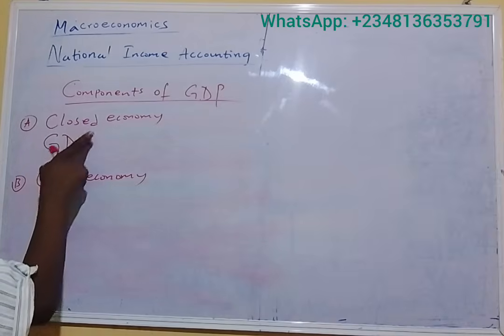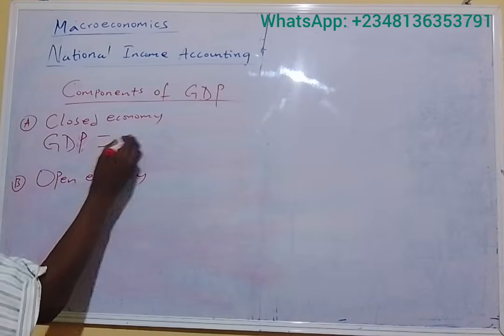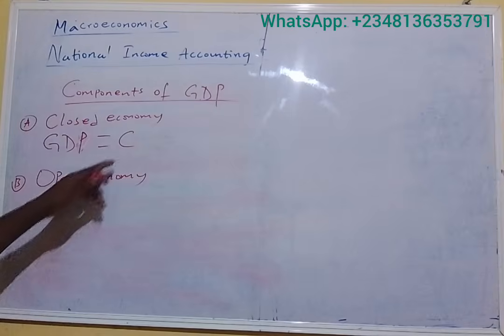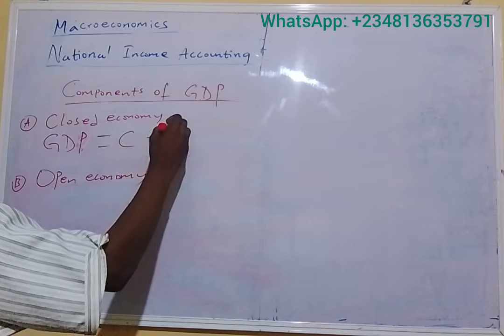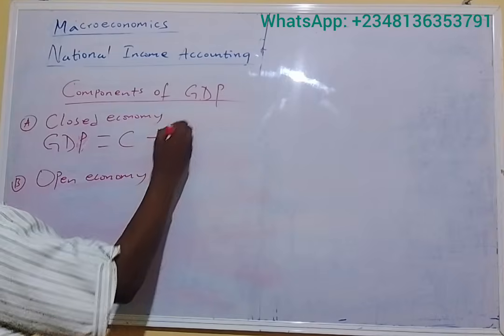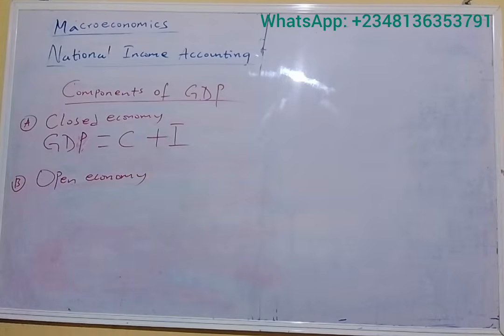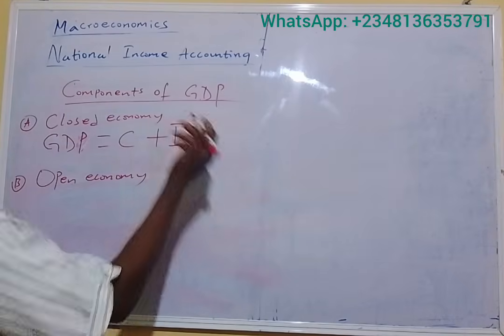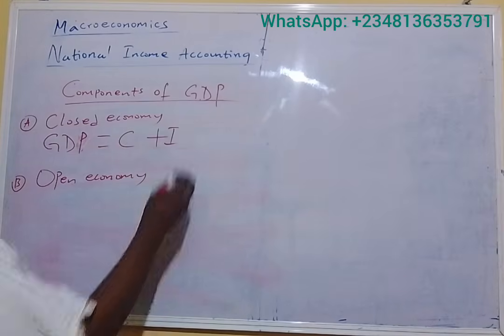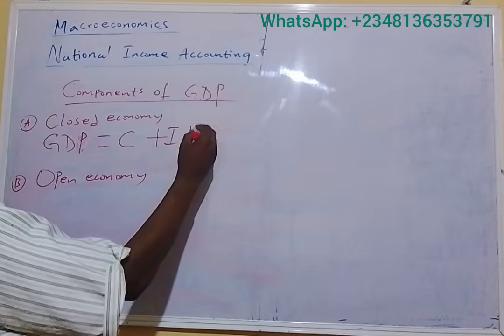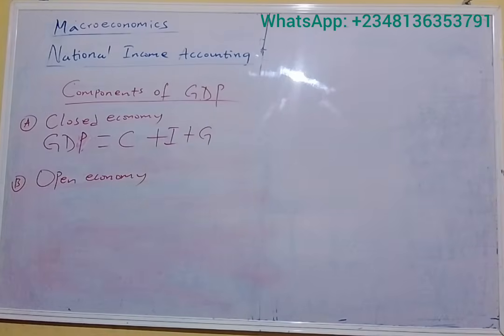GDP is equal to consumption, represented by C, plus gross private investment. This is I. Domestic investment, gross domestic investment. Okay, then plus government expenditure. Okay.